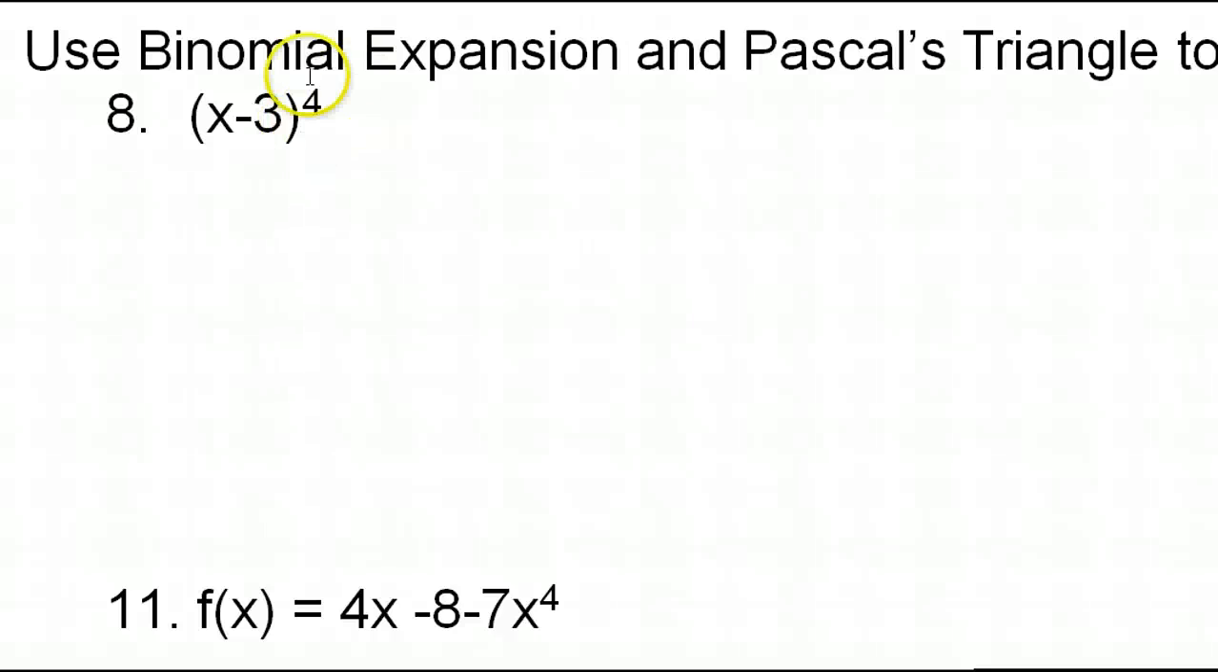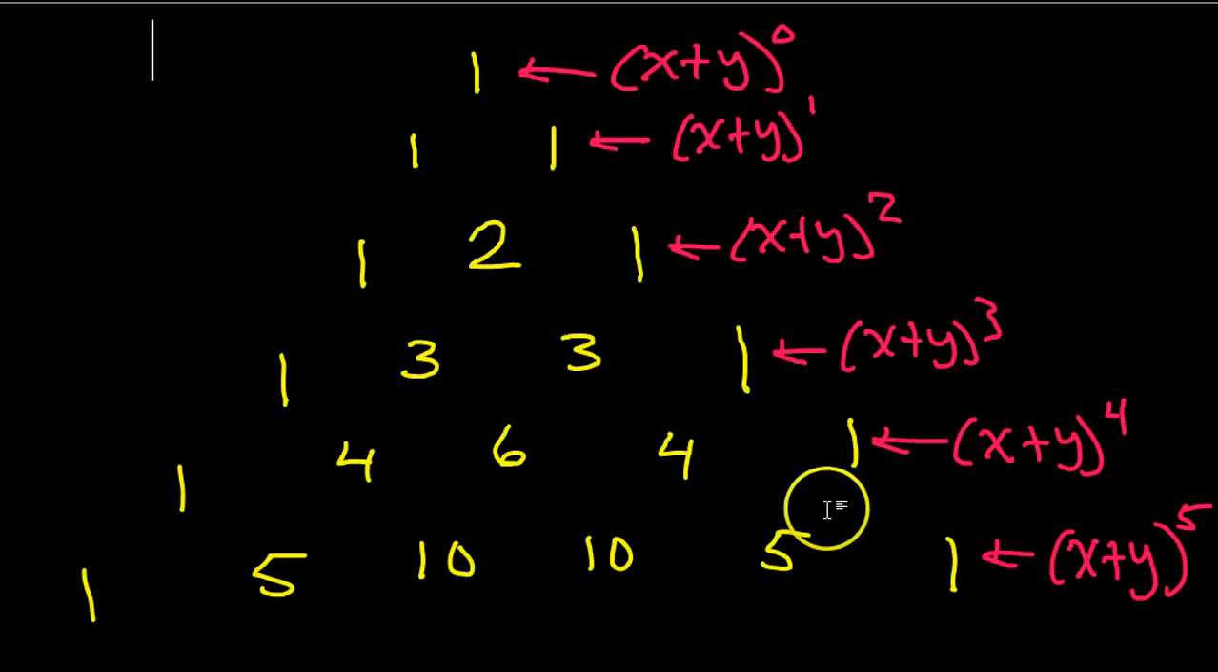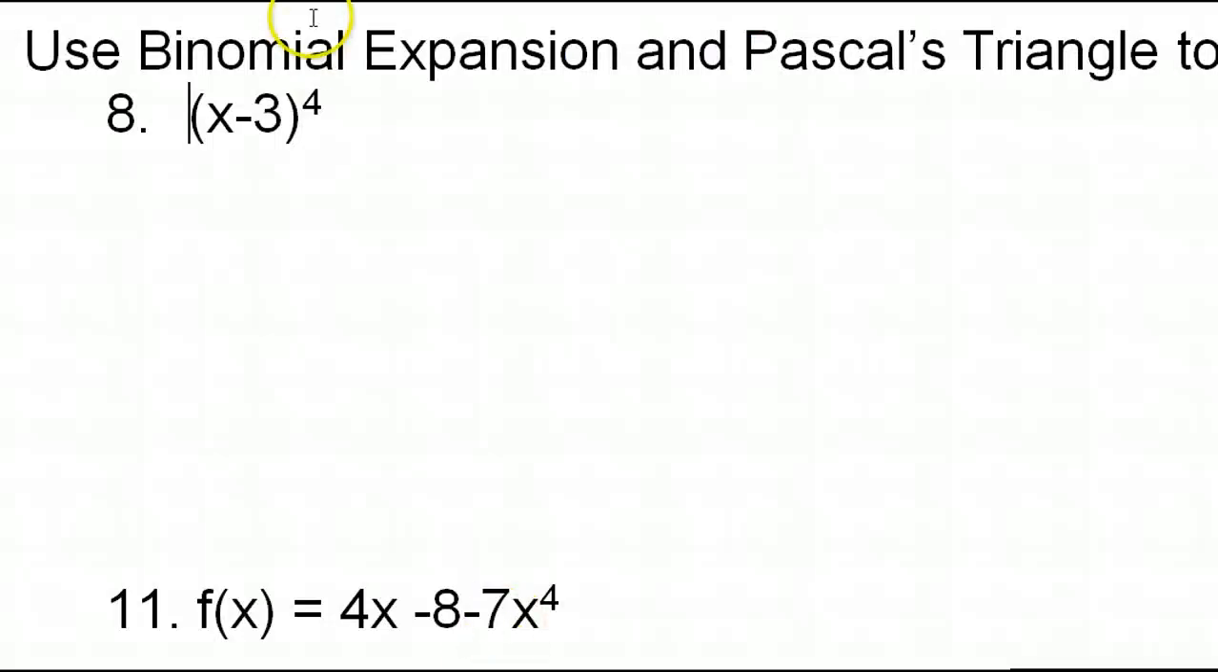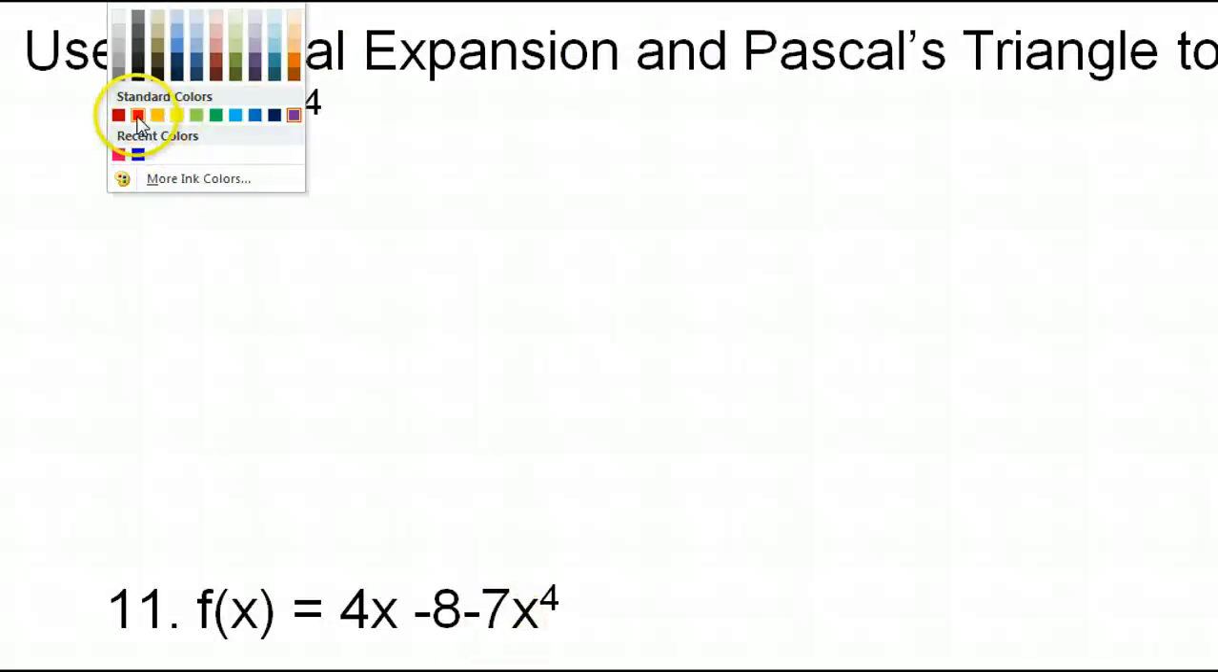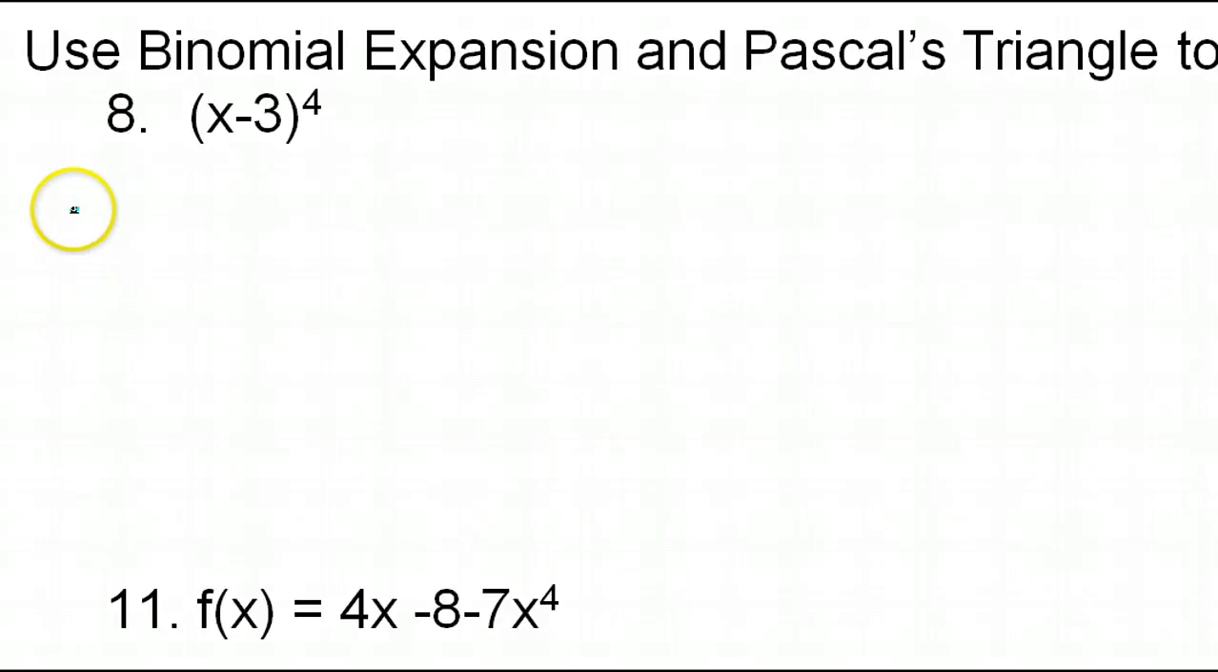So looking at this, we have the 4th power. So what I want you to do is just grab the coefficients. So 4th power, the coefficients are 1, 4, 6, 4, 1. Okay, so start with those coefficients. Okay, space them out as far as you can. So 1, 4, 6, 4, 1. Okay, they always start off positive.